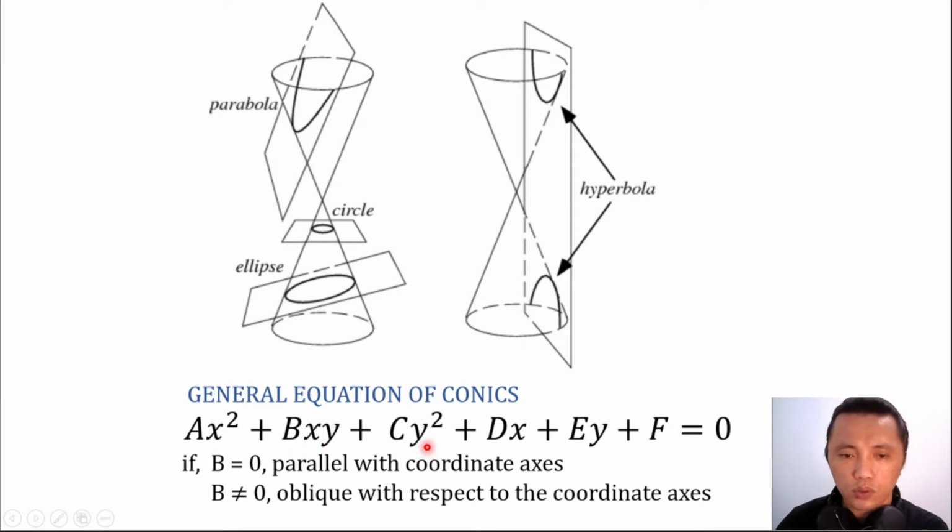In some books, it is written as ax squared plus by squared. Don't be confused, it's just the coefficient. So you can write ax squared plus cy squared plus dx plus ey plus f equals 0. That means that the equation given is parallel with the coordinate axis.